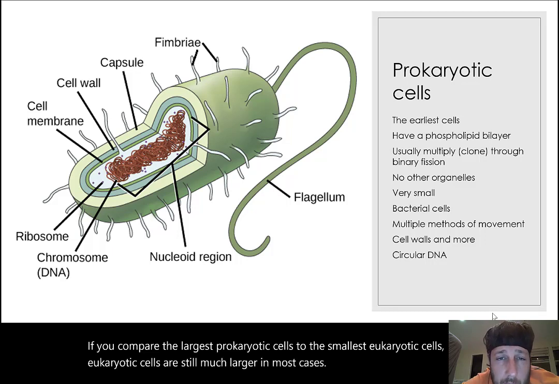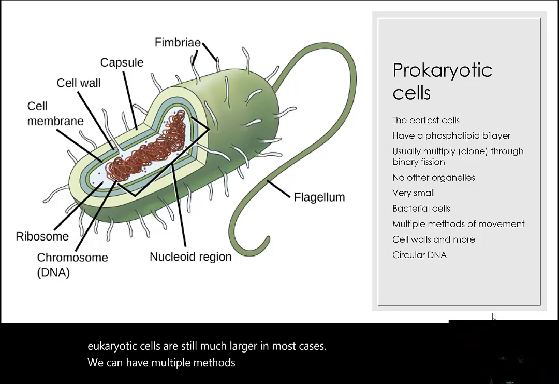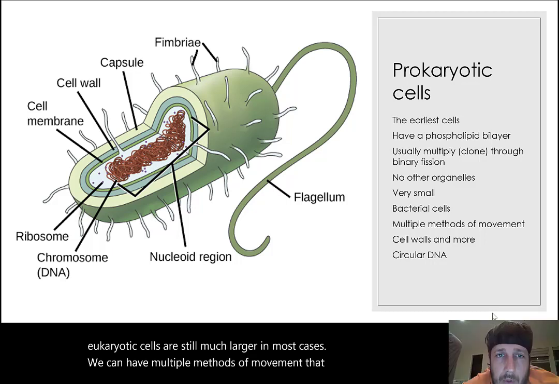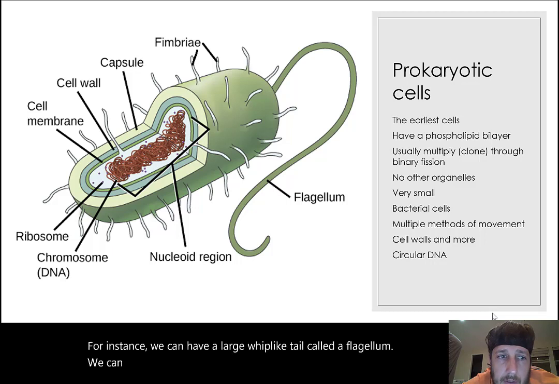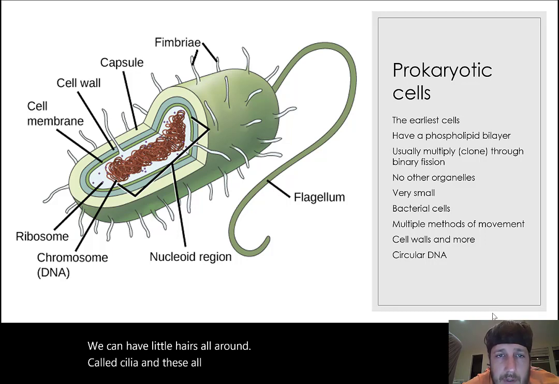We can have multiple methods of movement that are used by prokaryotic cells. For instance, we can have a large whip-like tail called a flagellum. We can have little hairs all around called cilia, and these all move in unison to move the cell around in a liquid environment.